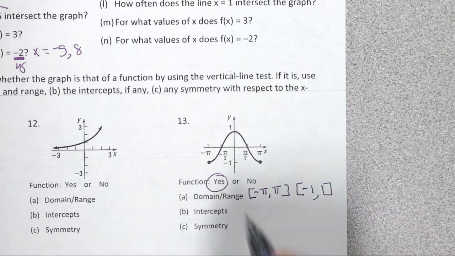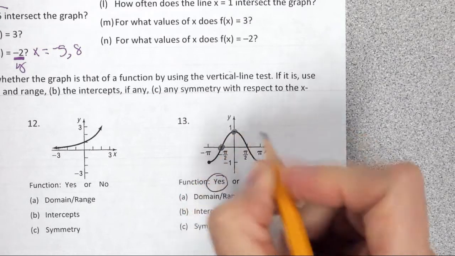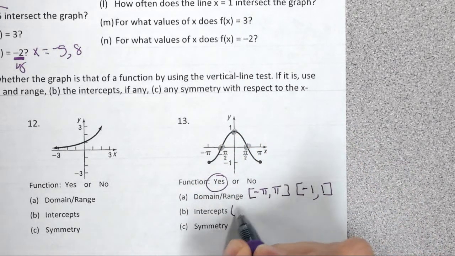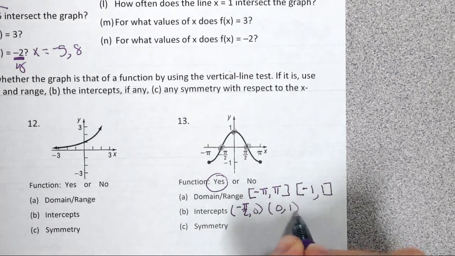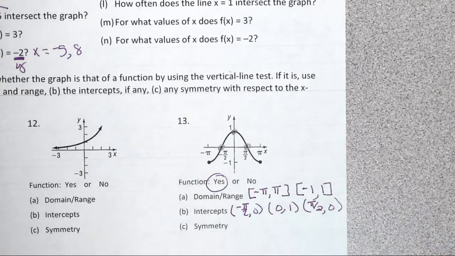Your intercepts, it wants all of them. Everywhere it touches an axis. So it touches the x, it touches the y, and it touches the x again. I'm going to write all of them. So I've got negative pi over 2 comma 0, 0 comma 1, and positive pi over 2 comma 0.